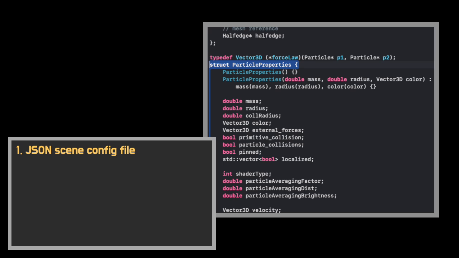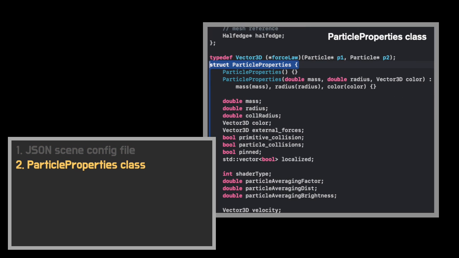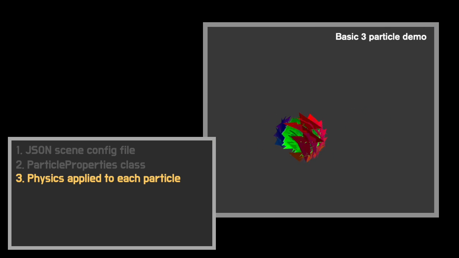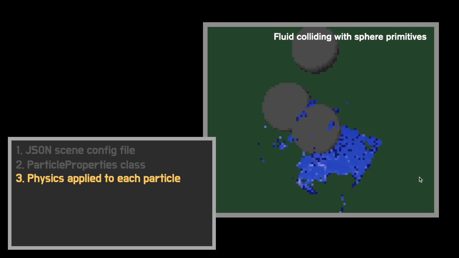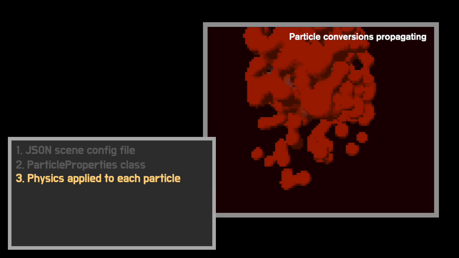This data is then stored in a particle properties class, which dictates the shared properties for particles of a certain type. For the simulation itself, each particle in the scene references the properties based on its type. We use relay integration and also factor in collisions between particles and primitives. Particles can even turn into other types of particles when they collide.